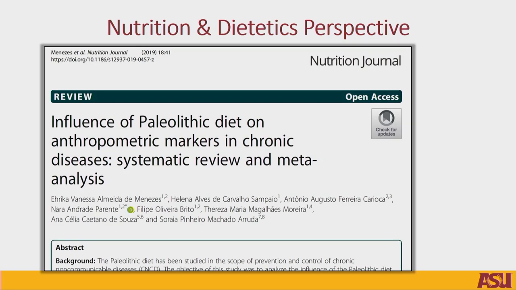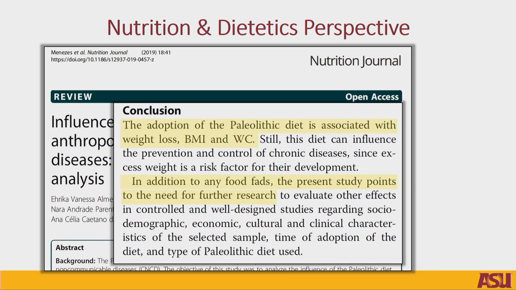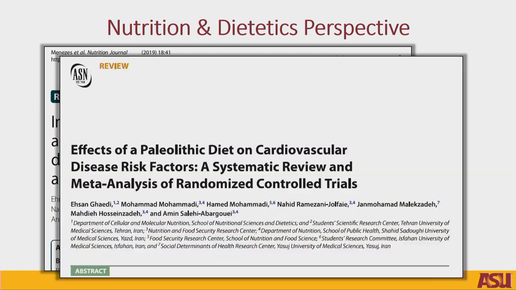Nutrition and dietetics perspective. So this is a systematic review that incorporated many randomized controlled trials, and we see that the adoption of a paleolithic diet is associated with some physiological benefits, specifically weight loss, BMI, and waist circumference. But they continue to go on and say that we need larger, better trials to really get at this question of, is the paleo diet effective? This is a 2019 systematic review. Another 2019 systematic review, so very recent.